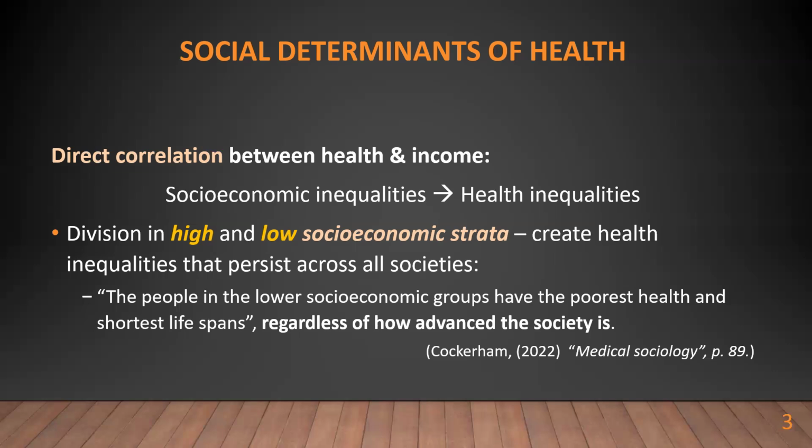Thus, there is a division in high and low socioeconomic strata, which creates health inequalities, and it persists across all societies. The people in the lower socioeconomic groups have the poorest health and the shortest lifespans, regardless of how advanced the society is. So this is a universal law, an axiom, if you will.